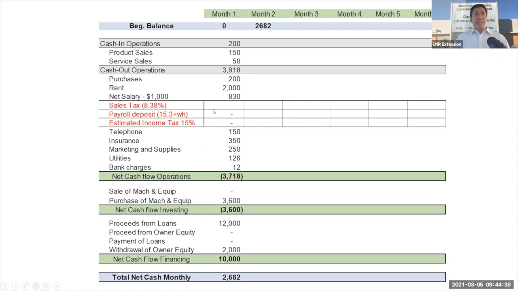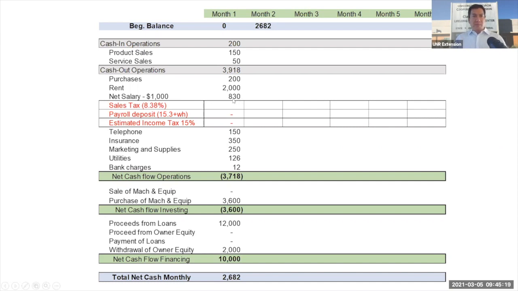So at the beginning, we have the cash in from operations, which is your sales of products and services, adding up to 200. Then the total cash out from operations, 3919, is from all these transactions. We have marketing, utilities, everything else. Also, we have salaries. In this particular example, we have an employee, we're paying $1,000, but the net check is only 830.